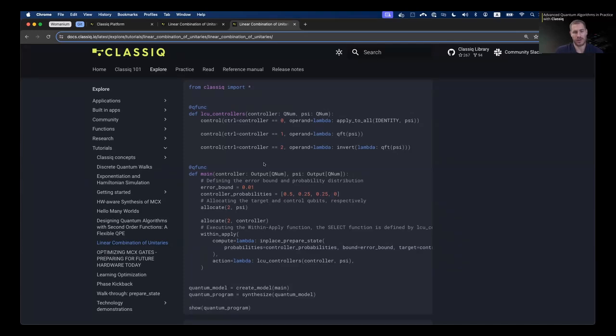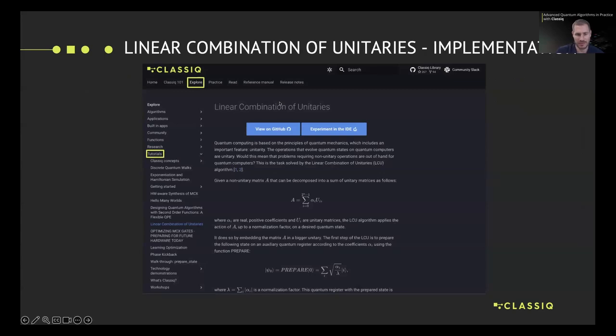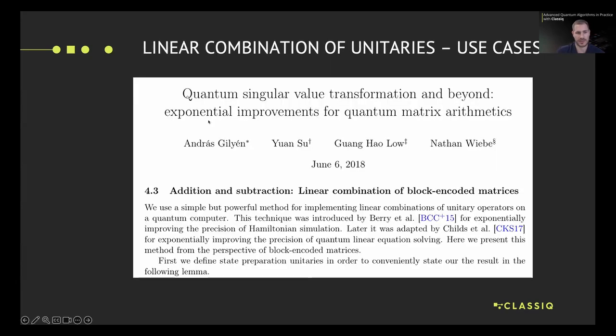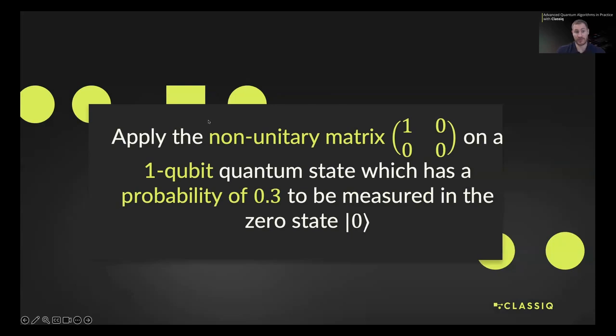So again, I'm going back to the homework assignment that you have. The previous exercises are highly recommended, but optional exercises. And this is the homework assignment for today's session. You should apply the non-unitary matrix 1000 on a 1-qubit quantum state, which has a probability of 0.3 to be measured in the 0 state.